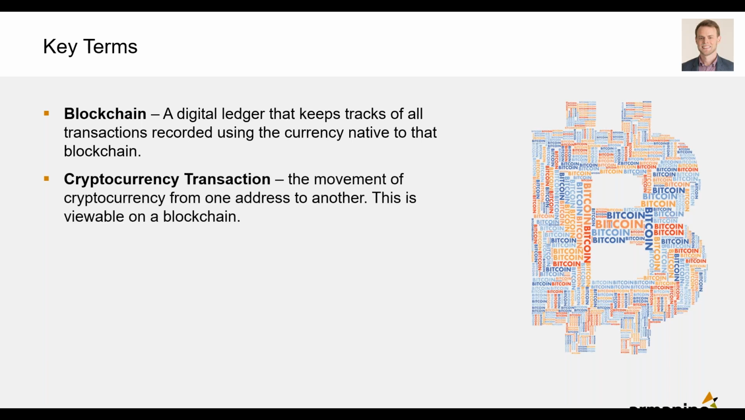A cryptocurrency transaction is really then the movement of cryptocurrency from one address to another. And this is viewable on a blockchain. So to go back to my example, I just sent that 1 Bitcoin to Eric. You'll actually see that transaction within the next 10 minutes, or I guess it could be up to 10 minutes. You will see that transaction occurring, and you'll actually see that in a block, and it's publicly available.